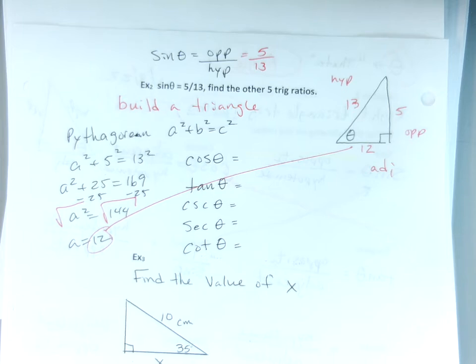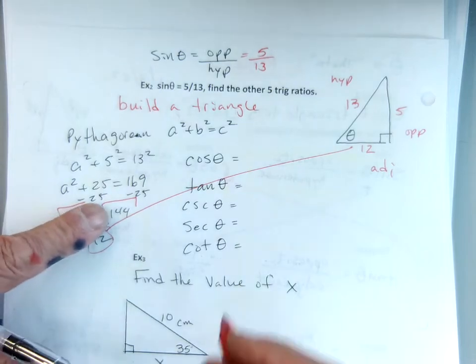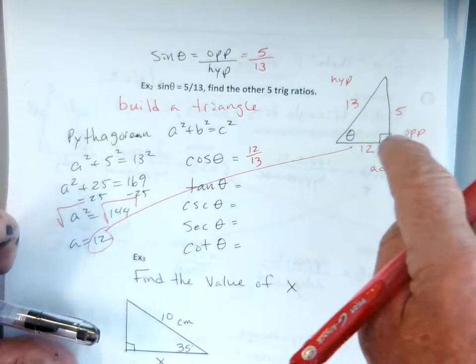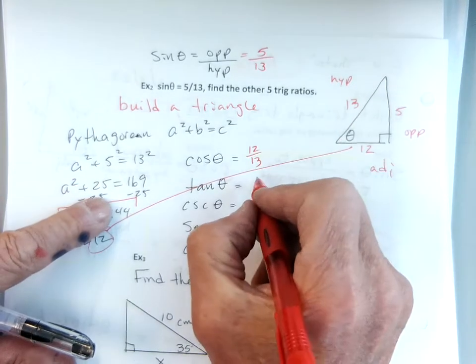Cosine. What's cosine? Adjacent over hypotenuse. So what's my answer? 12 over 13. Okay, Luke, what's the next one? Tangent is 5 over 12. It is opposite over adjacent, 5 over 12. Perfect.